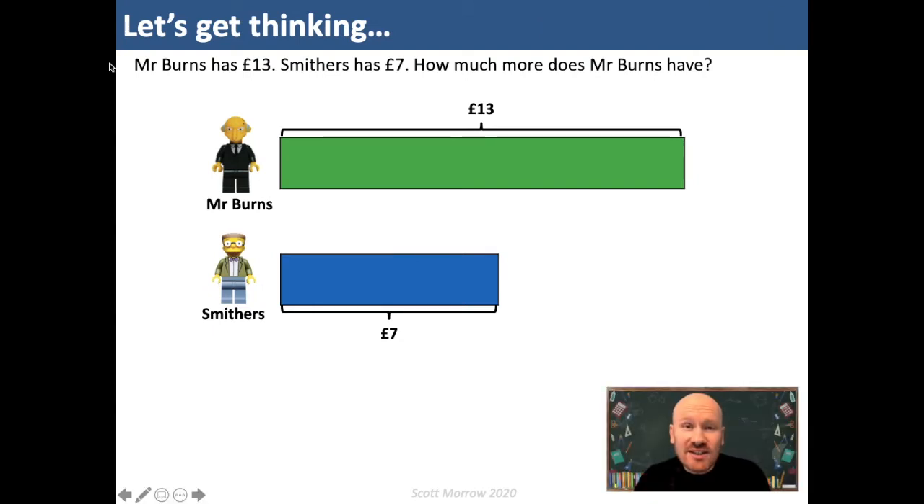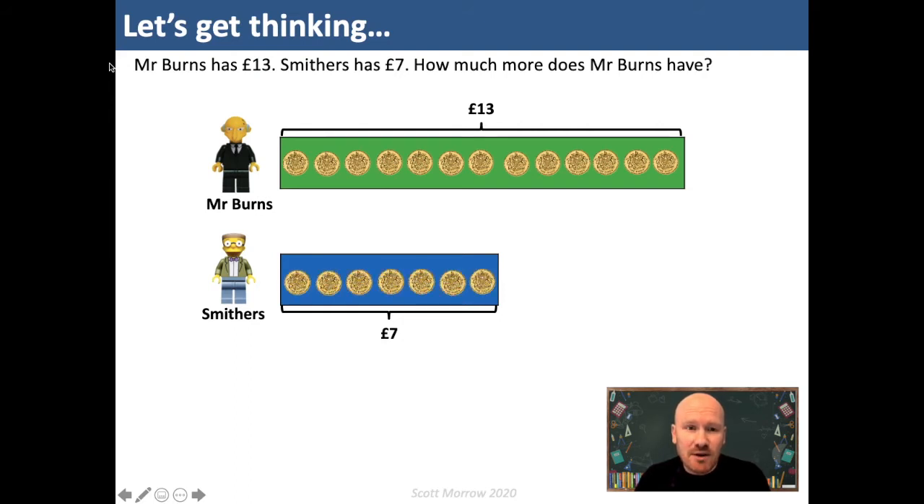For this, I'm going to start by putting out those £13 that Mr. Burns has. So there they are there. Then I'm going to put out the £7 that Smithers has got. And what we're interested in here is working out how much more does Mr. Burns have. So we're interested in the difference between the two amounts. Now I can see Smithers has got £7 there, and I can match that with that first £7 that Mr. Burns has. And what I'm interested in are those extra pound coins. It's the difference between the 7 that Smithers has and the £13 that Mr. Burns has.